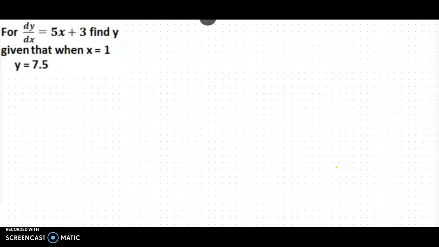Okay, so now we have another version of this type of question, but instead of having y dash, we've got dy dx, which is just the same as y dash, so we're going to be looking for y equals, and instead of giving a coordinate, we've got when x equals 1, y equals 7.5, so we could think about it like this. So it's exactly the same as before. We're going to integrate, substitute in x equals 1, y equals 7.5, and then we can find C. All right, so why don't you guys pause it and give it a go.